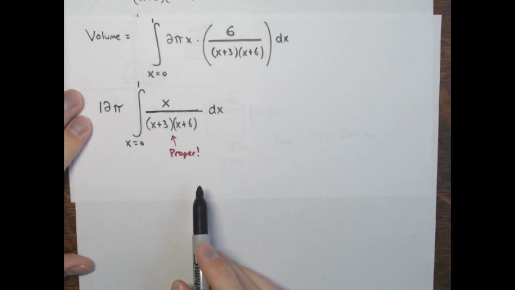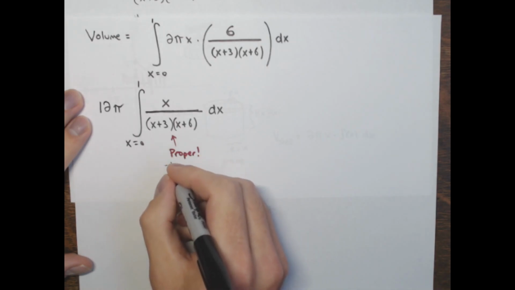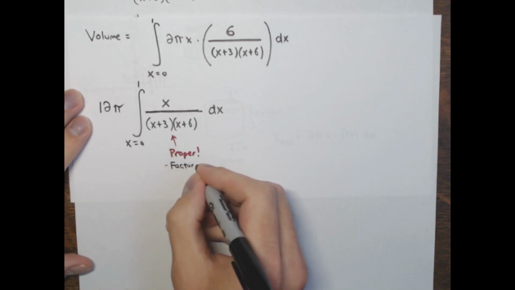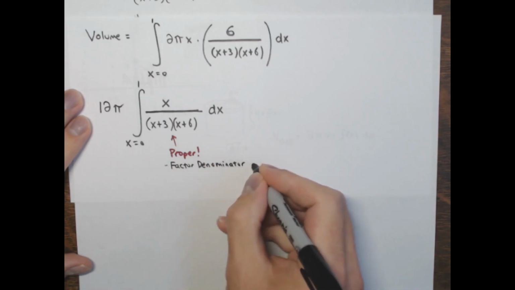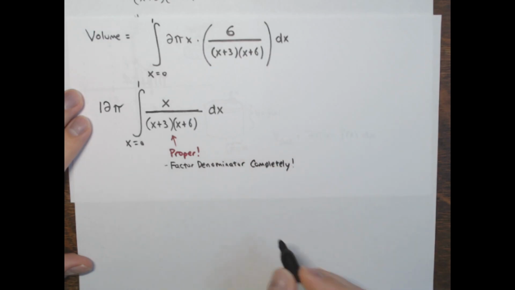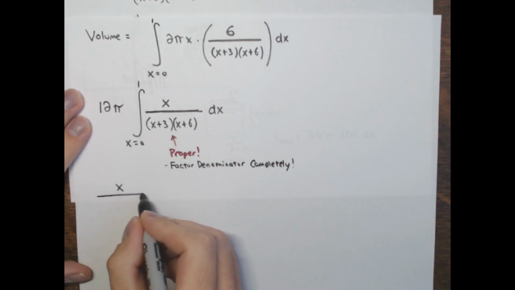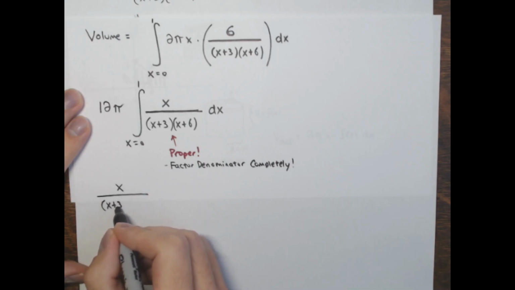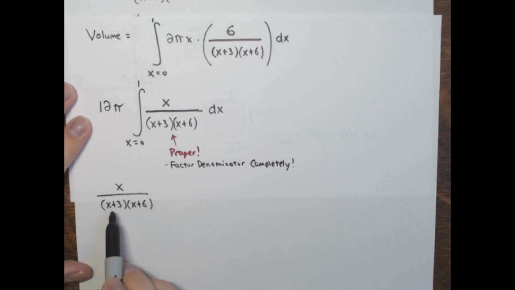So with these proper fractions, I'm going to try, first, which I've already done, but factor the denominator completely. Factor the denominator completely, which is already done here. I've already done this. All right, so we have x over x plus 3 times x plus 6. Now notice my factors here are both non-repeating linears, right? These are both linear to the first power.